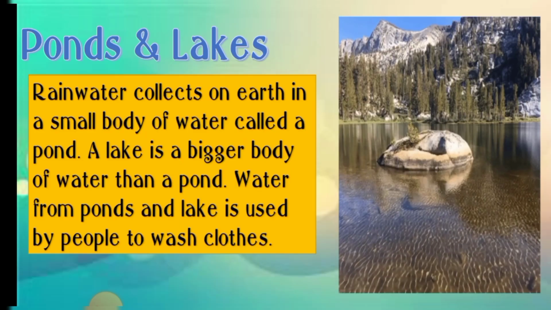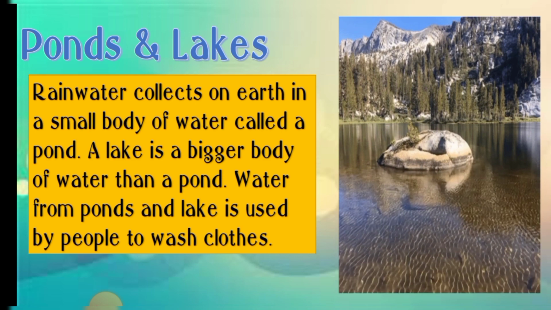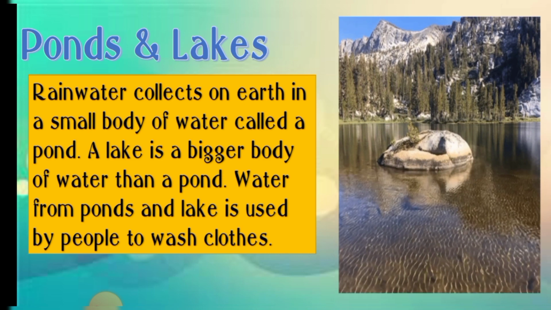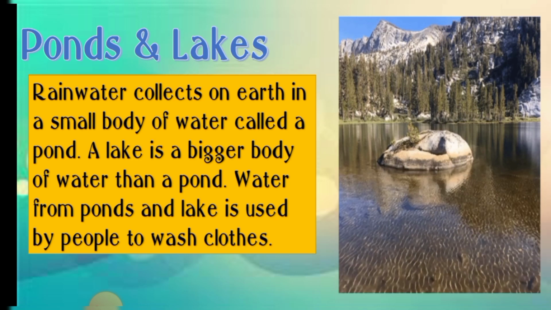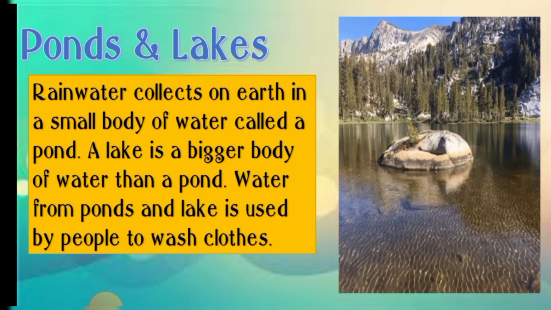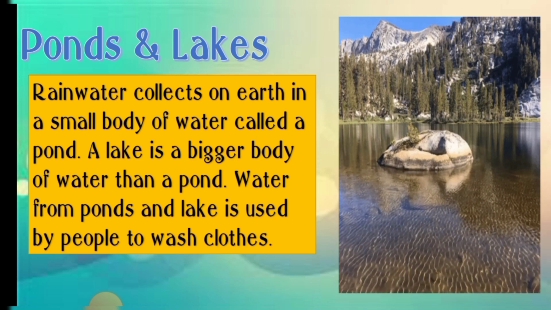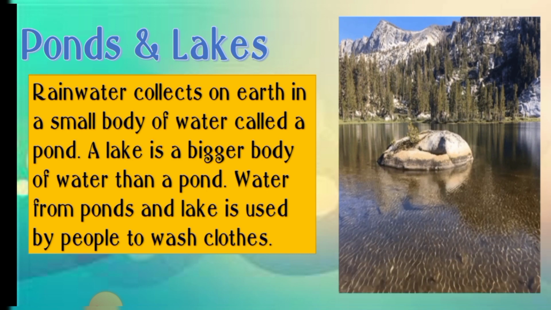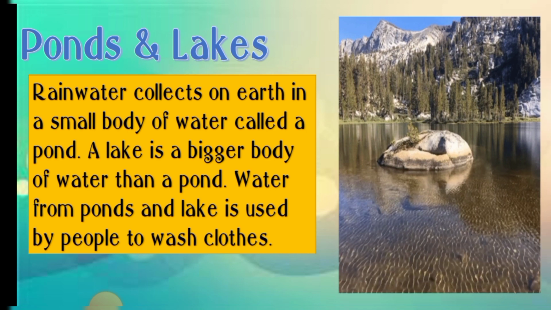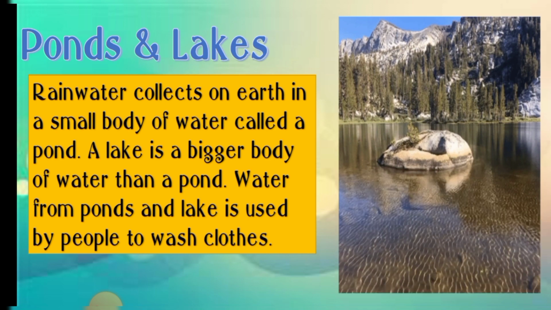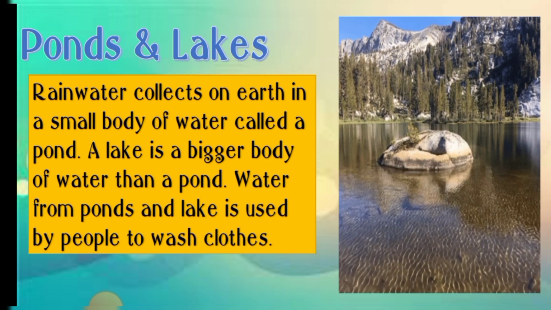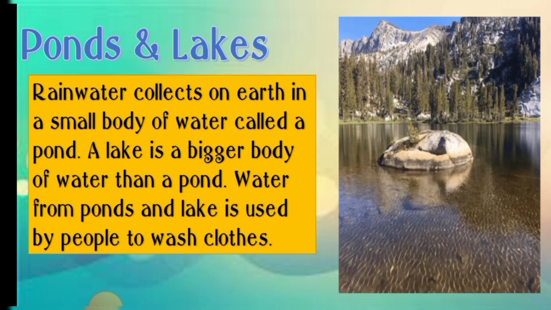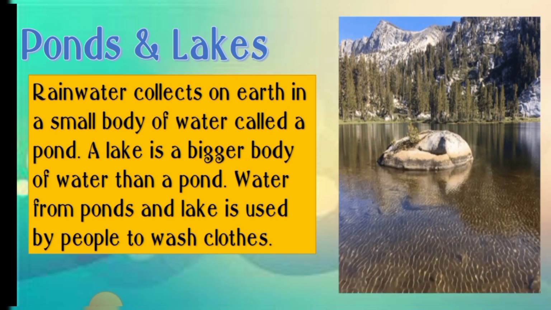There is one more source of water, that is ponds and lakes. River water collects on earth in small bodies of water called ponds. A lake is bigger than a pond. Water from ponds and lakes is used for different purposes like washing clothes, washing utensils, etc.